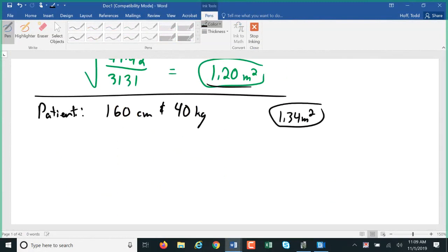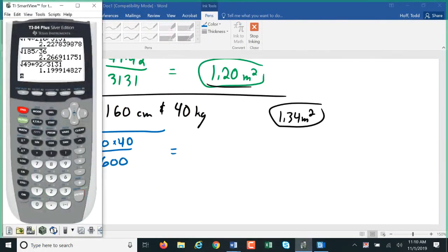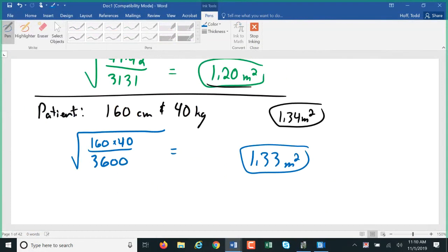Let's double check that with the formula and see how close we got. So 160 times 40 over, which constant do we need to use? 3600. 1.33. That was almost dead on. Generally, the nomogram is much closer for metric measurements. I don't know why, but it just seems to work better.